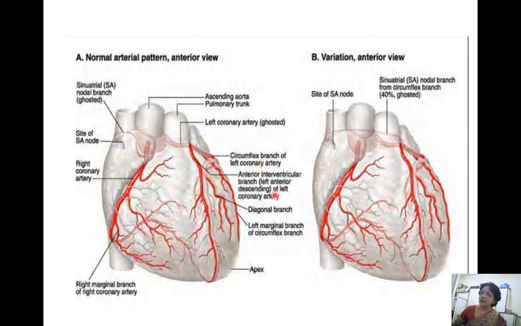Then all of these are done. If there is a variation, what is the difference? There is no artery from here to the SA node. From here there is nothing. But from behind these great vessels, towards the SA node, the SA nodal branch is coming from the circumflex branch of the left coronary.